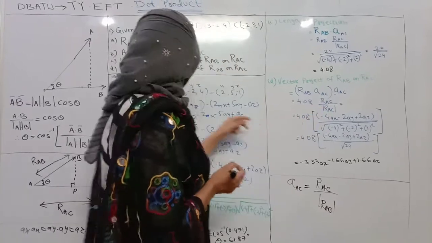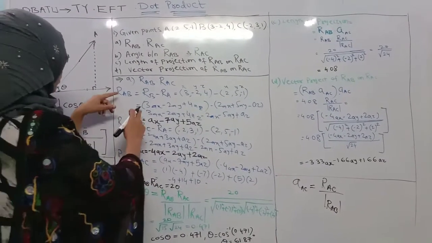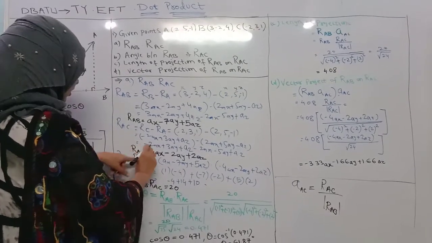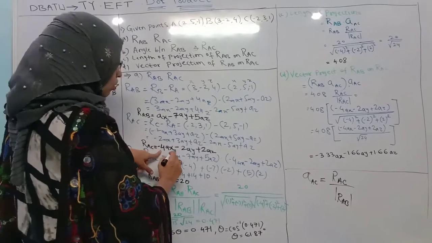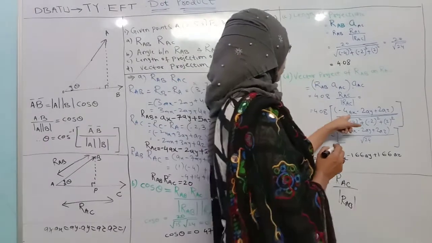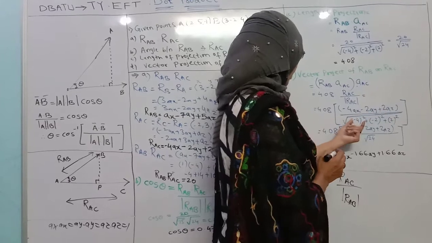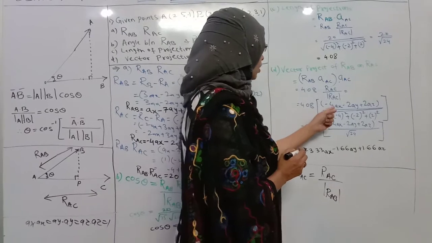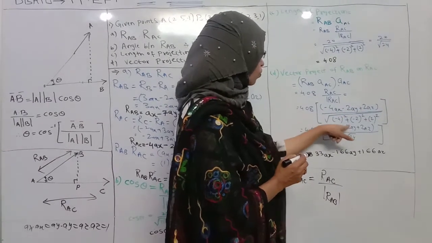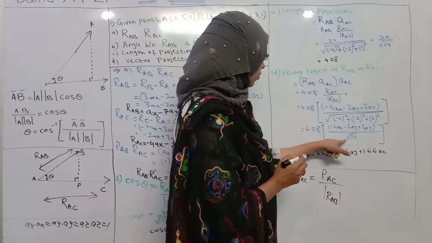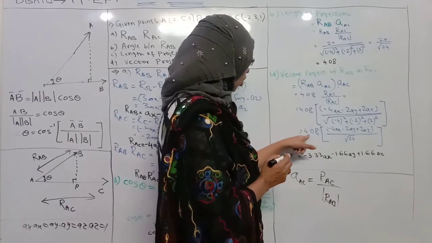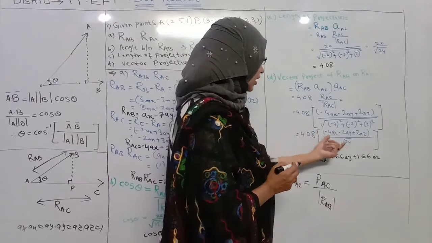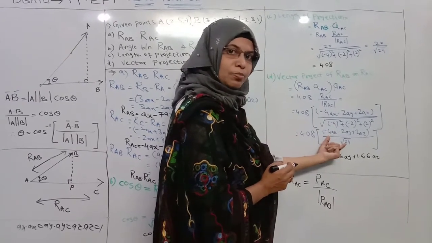RAC we have already calculated: minus 4ax minus 2ay plus 2az. If we want the magnitude, it is the root of first term square, second term square, third term square: minus 4 square minus 2 square plus 2 square, which becomes root of 24. The 4.08 stays outside the bracket, and this entire equation will be multiplied by it.